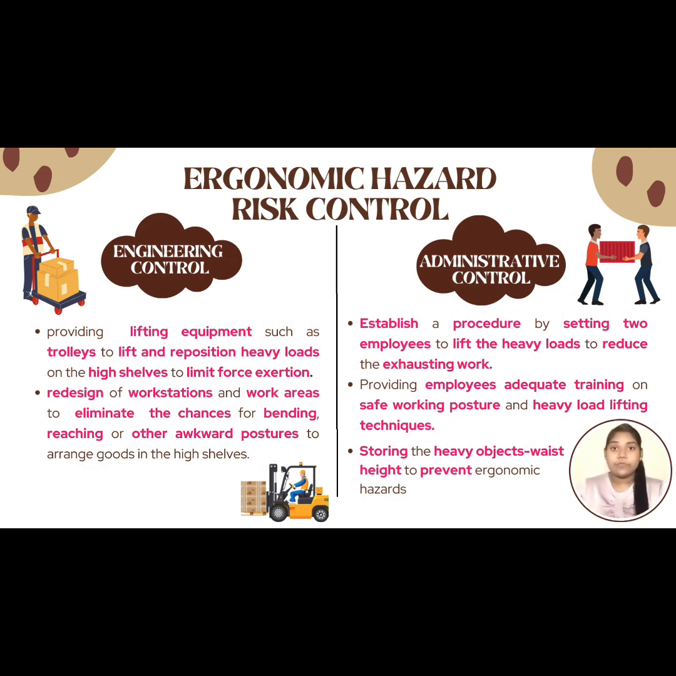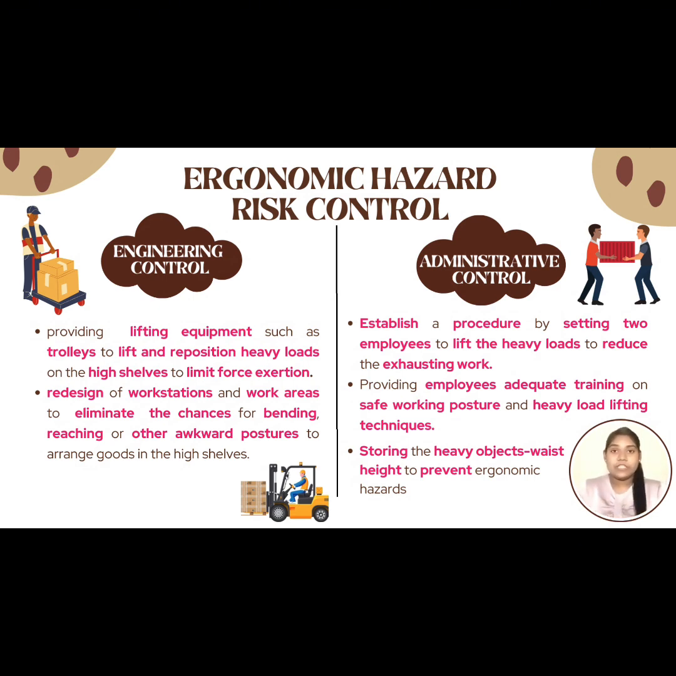In administrative control, the management can establish a procedure by setting two employees to lift the heavy loads to reduce the exhausting work for their employee. This procedure will ensure the reduction in individual workloads and prevent the employee from repetitive strain injuries. Next, the supermarket management can also provide the employees adequate training on safe working postures, heavy load lifting techniques, and the safe use of lifting devices such as trolleys in the workplace to reduce the exposure of ergonomic hazard risks.